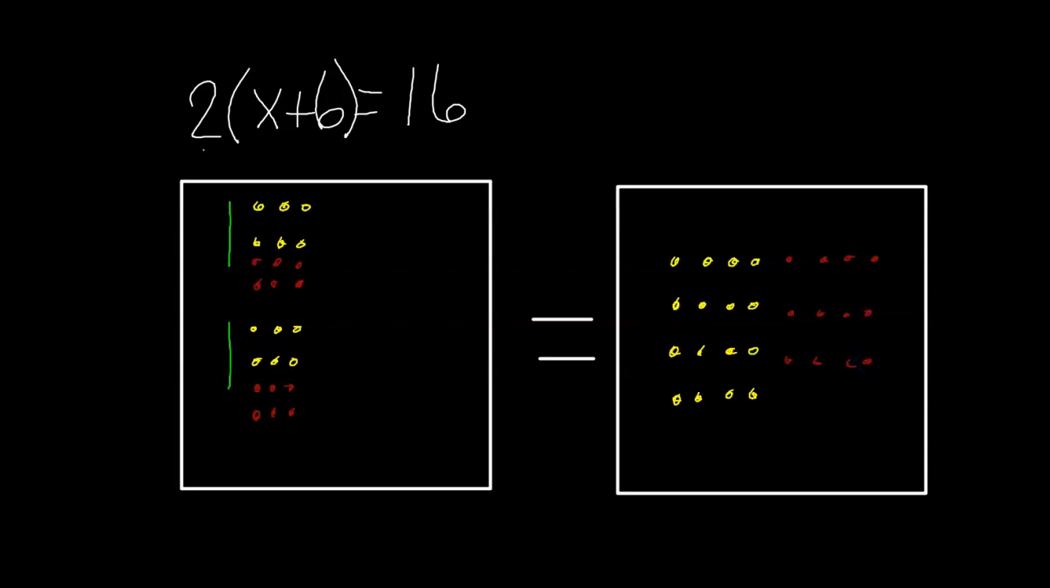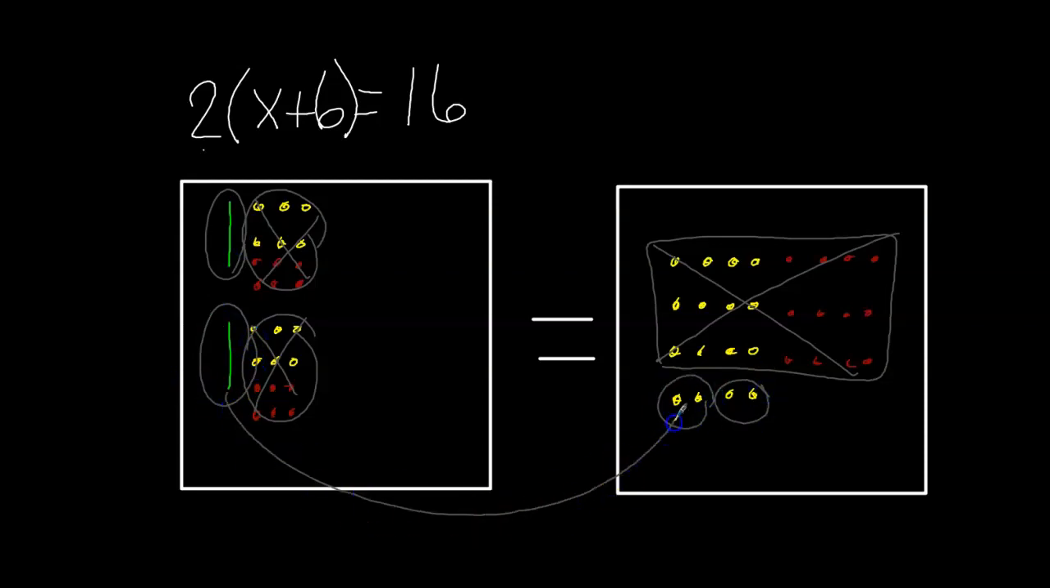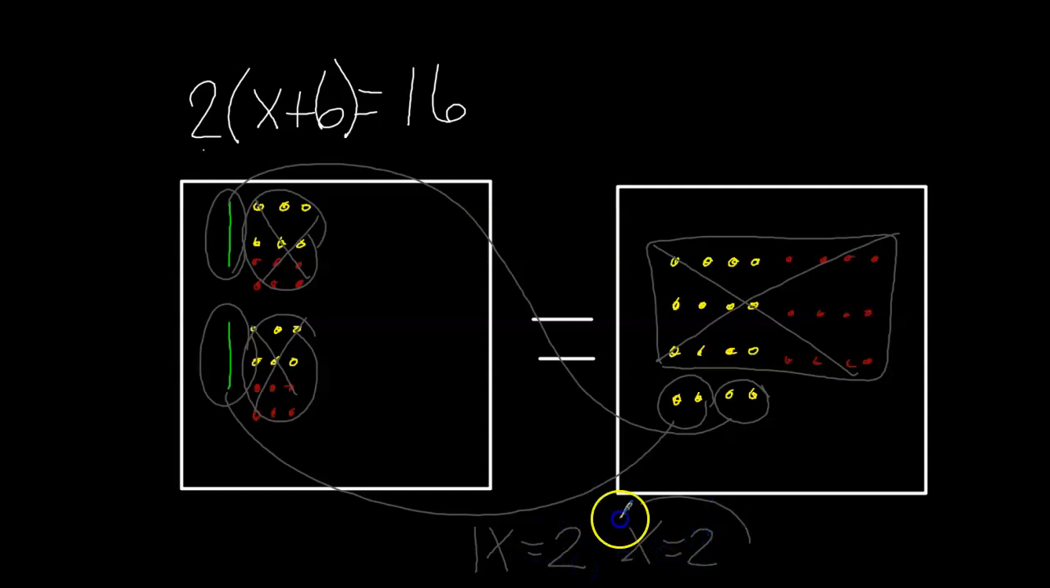And now I'm going to go ahead and get rid of my 0 pairs. So those make 0 pairs, those make 0 pairs, and then these actually make 0 pairs. So now I'm left with 2x equals 4 positives. So since I have 2 x's, I'm going to split them into 2 groups. And what you do to one side, you have to do to the other. So I'm going to split these into 2 equal groups. Therefore, 1x equals 2 positives, or x equals 2.